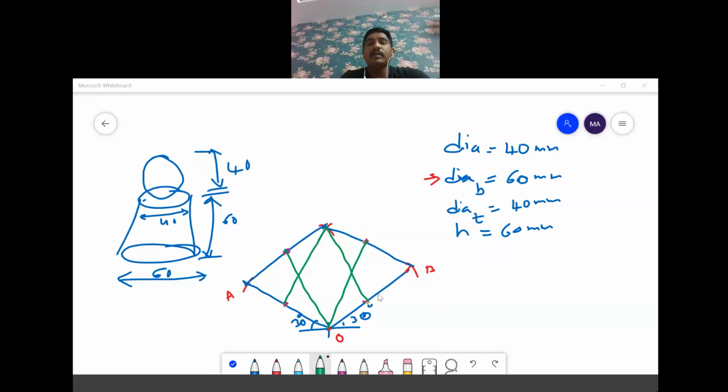Then I'm taking this as a center, with this as a radius. Taking O as a center, with this as a radius, I'm drawing one arc here. Again, taking C as a center, with this as a radius, I'm drawing one arc here. Again, I'm taking this as a center, with this as a radius, and drawing another arc here.